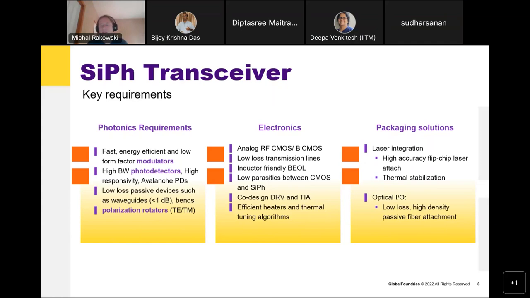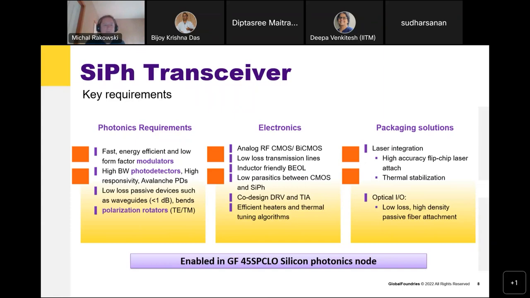And then in order to take the data on and off the chip, optical I/O and high density fiber attachment, preferably passive, in order to enable high throughput and fiber attachment. So this is our view into building the silicon photonic transceiver, and this is what we have enabled in the 45 nanometer SPCL technology node.